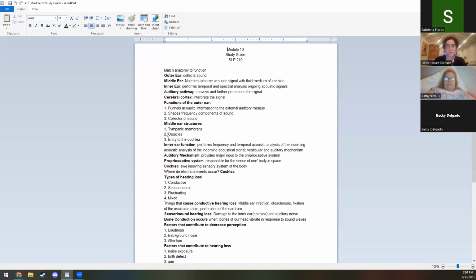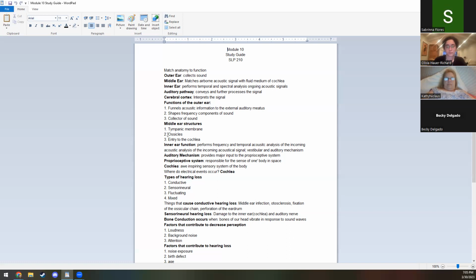The vestibular mechanism provides major input to the proprioceptive system, and the proprioceptive system is responsible for sensing one's body in space. And then the cochlea is an all-inspiring sensory system of the body. Where do electric events occur? In the cochlea.